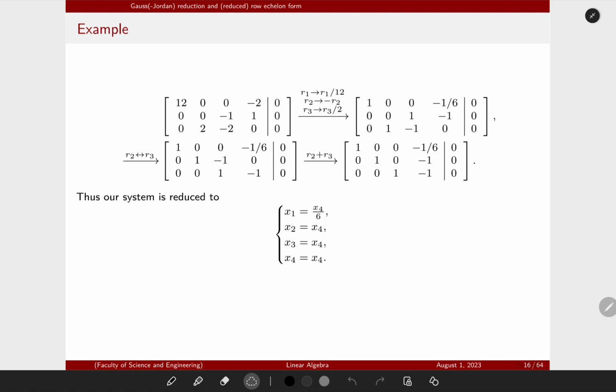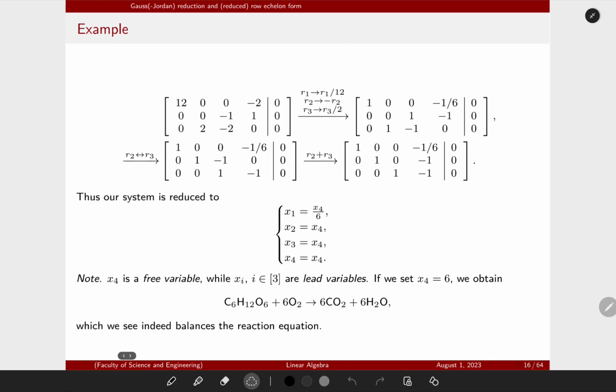So what we can then do is take this augmented matrix and translate it back into a system. So here we have 1x1 plus 0x2 plus 0x3 minus a sixth x4 is 0. So we can also move this term to the other side, and then we get this equation. And we do the same for the other rows. And of course x4 is just equal to itself.